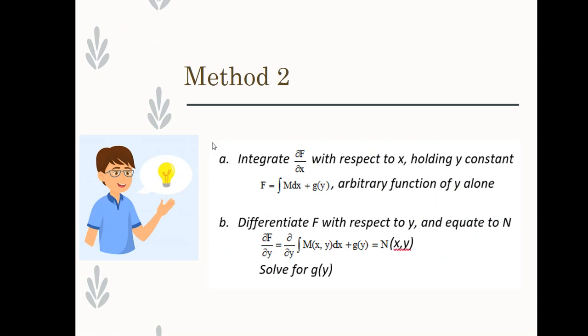Now, method 2. You still need to integrate the partial derivative of f with respect to x, considering y a constant, and you will, of course, integrate only in terms of the variable x, and you will have this answer. Now, your arbitrary constant will be g of y. So, take note, you have an arbitrary constant here, g of y. Next, you differentiate f with respect to y and equate to n. The answer that you got here, you will differentiate in terms of y, and then you equate it to n, the n in your original DE.